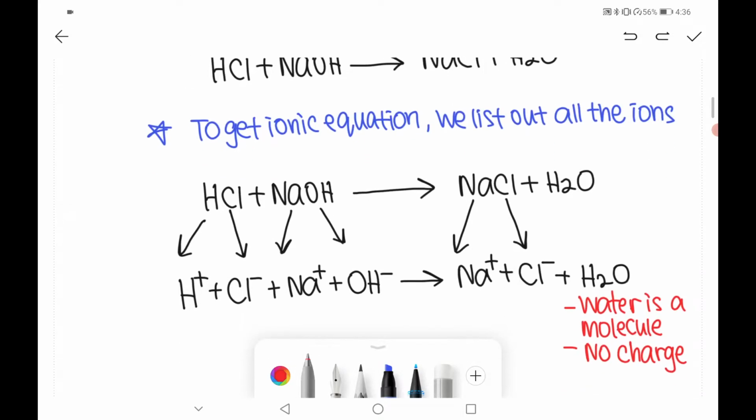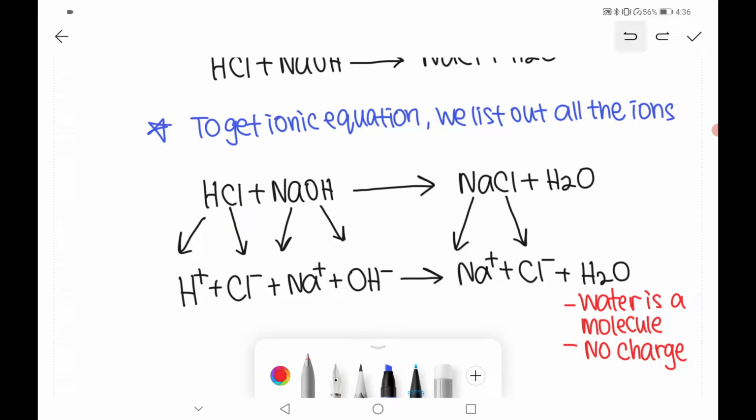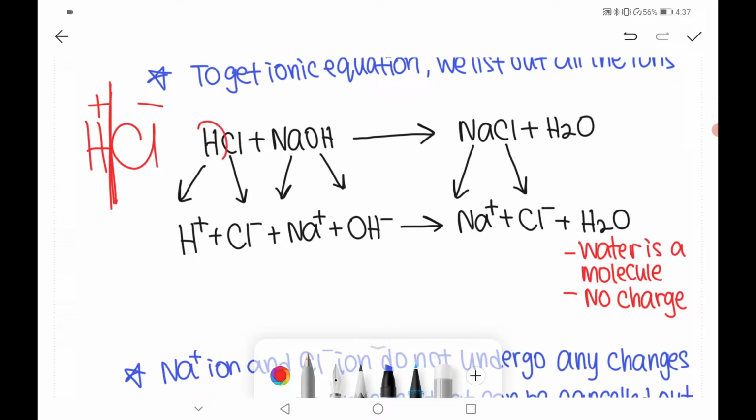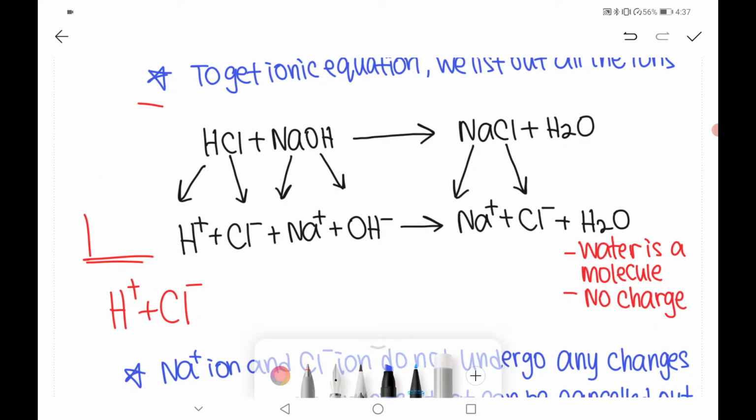So hydrochloric acid, what is the charge that we know? We know hydrochloric acid can be cut to form H plus and Cl minus, right? We know hydrochloric acid can ionize, and we will get H plus and Cl minus. So the H will get H plus, the Cl will get Cl minus. So I repeat that: hydrochloric acid, we can cut to get H plus and Cl minus.